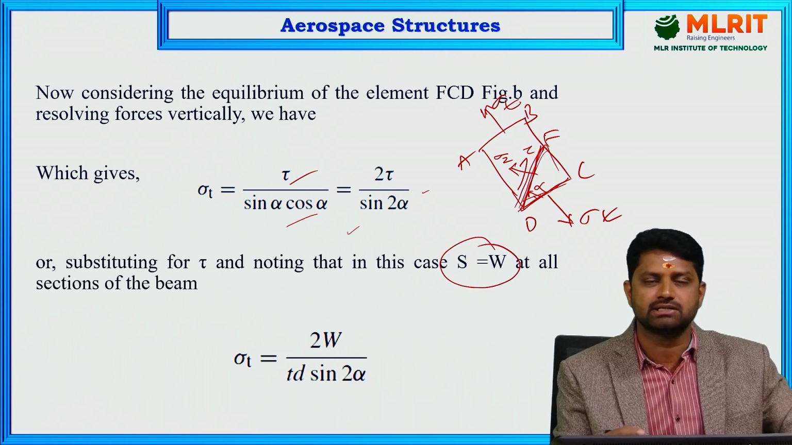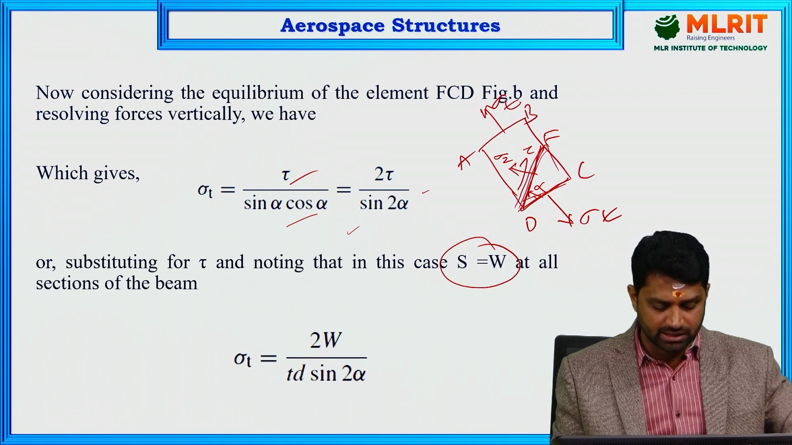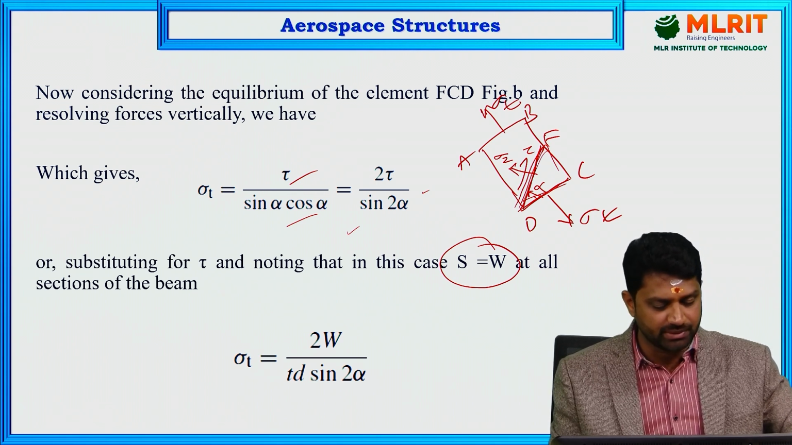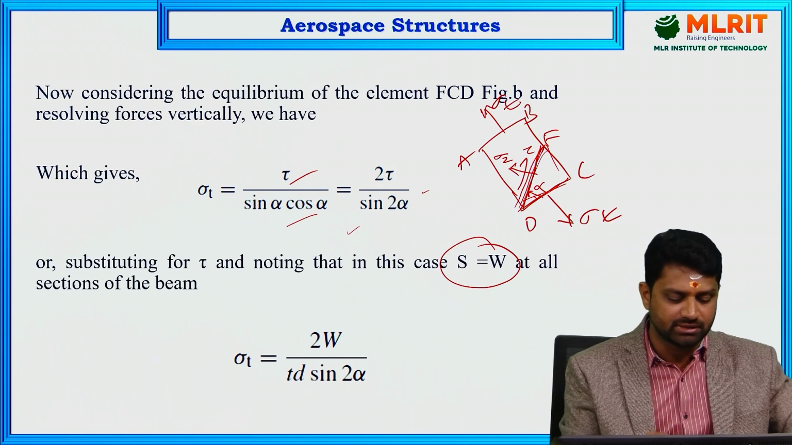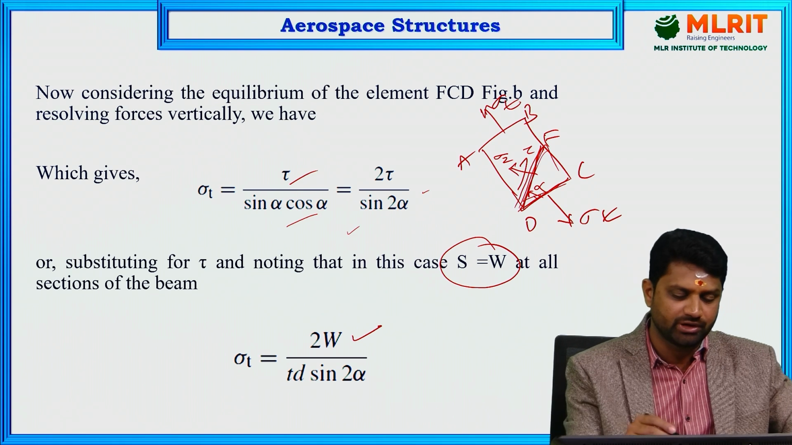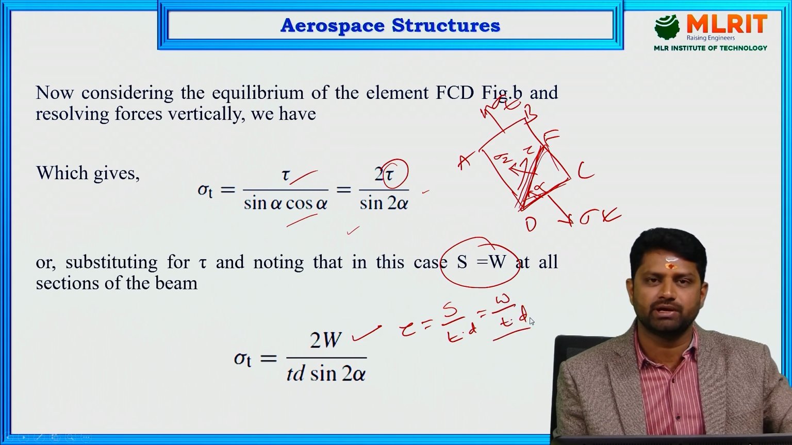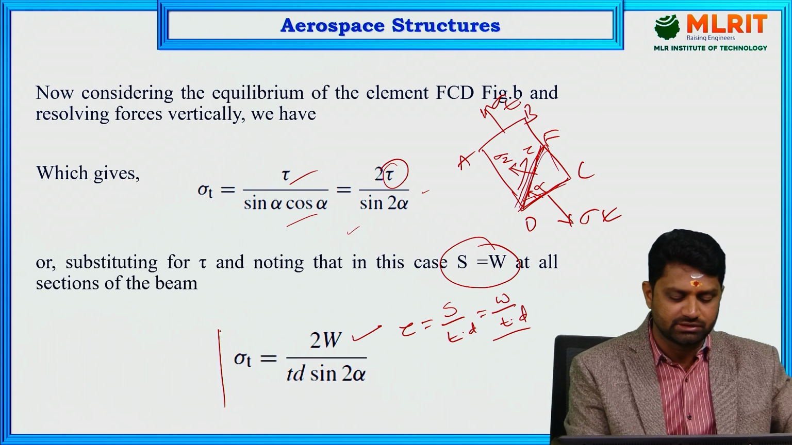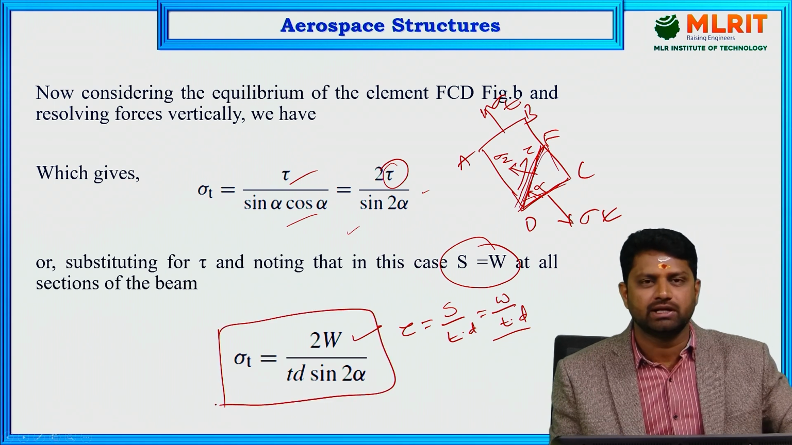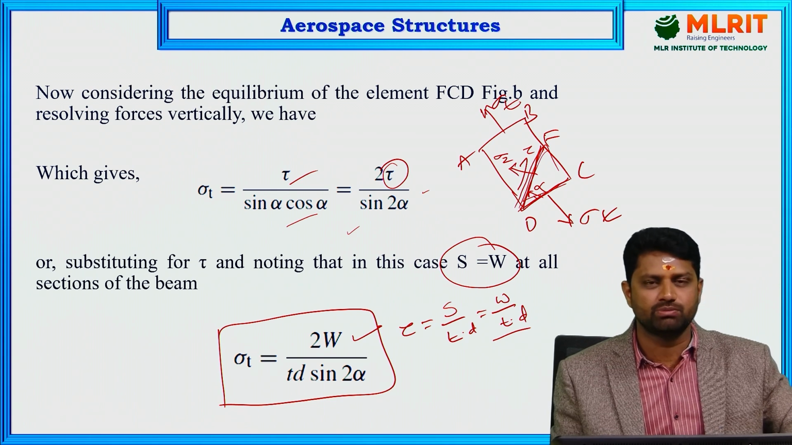Next, by substituting for tau and noting that the shear force S, as the load applied on the beam, is nothing but W, you can substitute S equals W at all sections of the beam. Then you can get sigma T as 2W divided by t d into sin 2 alpha, because shear stress tau we consider as S by t d, in which S can be replaced by W, so tau equals W by t d, and substitute here.